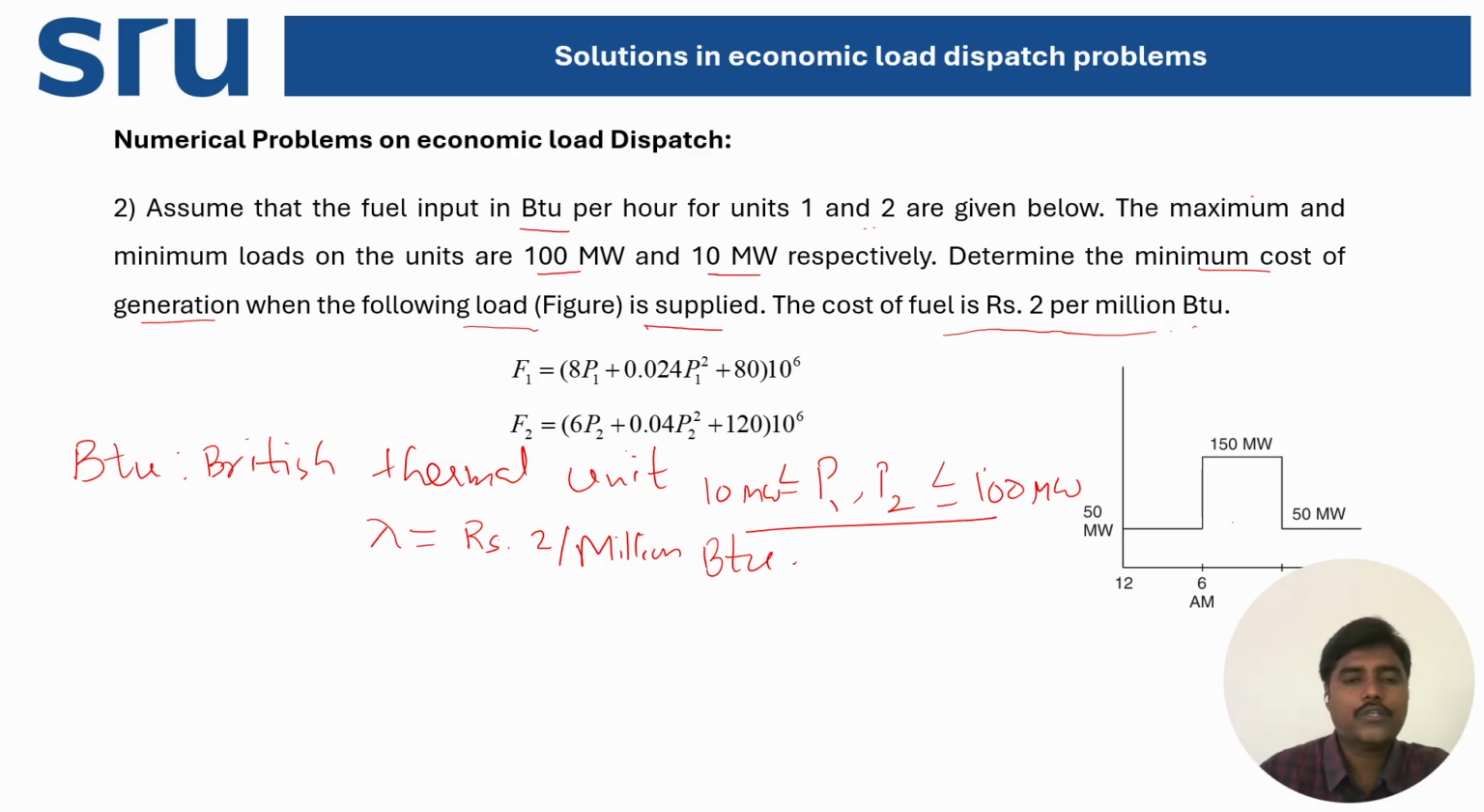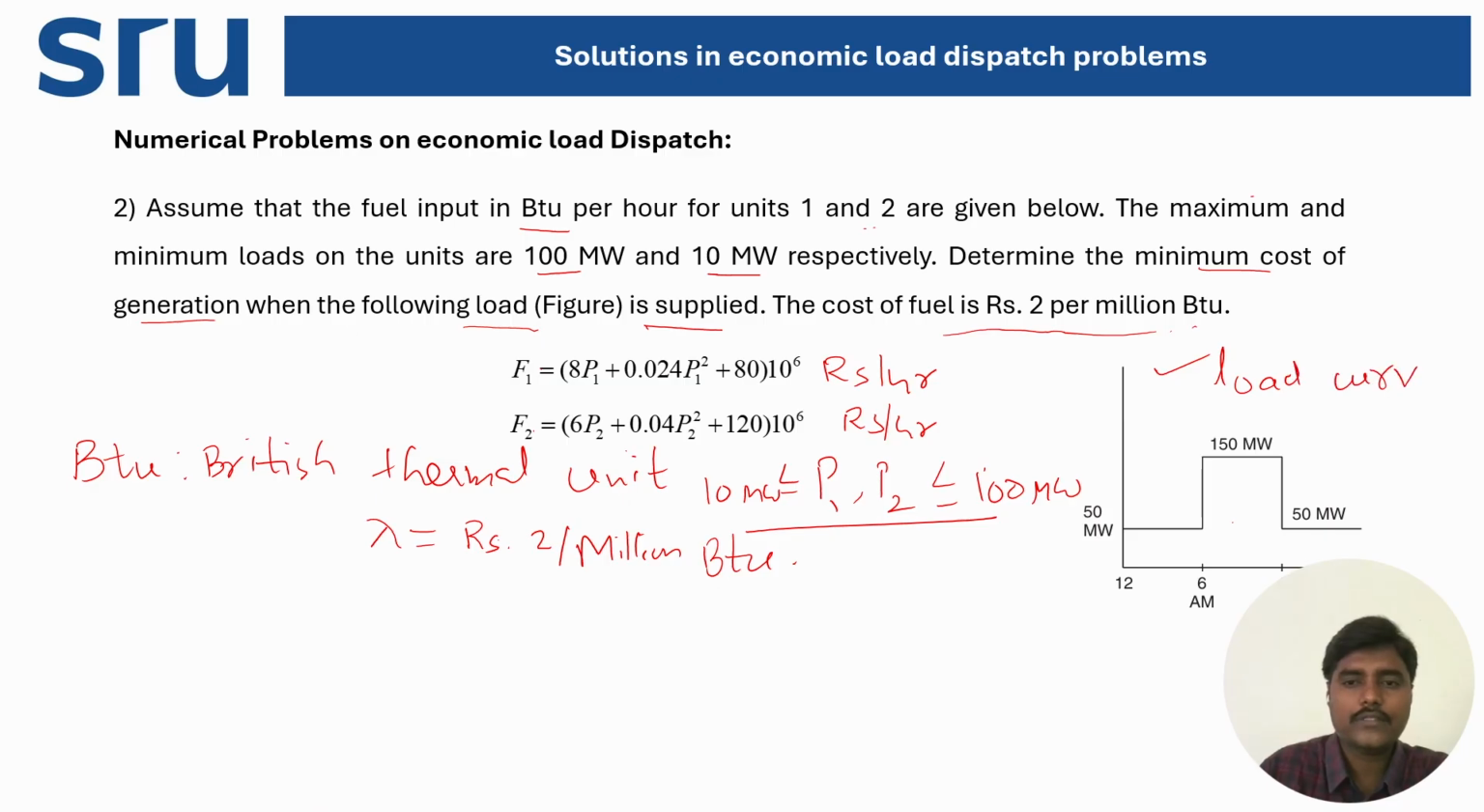So two fuel cost equations are given here, F1 and F2. F1 you can express in terms of rupees per hour, and similarly F2 also can be expressed in rupees per hour. If you observe the difference between this problem and the earlier problems we have solved, in all the previous problems the load demand value is directly mentioned as a numerical value, but here instead of mentioning the load demand as only one value, a graph is given. So this is the graph called the load curve.